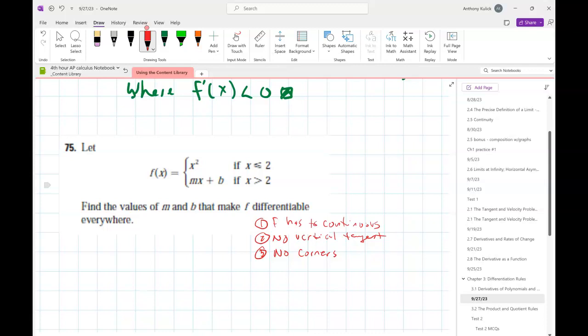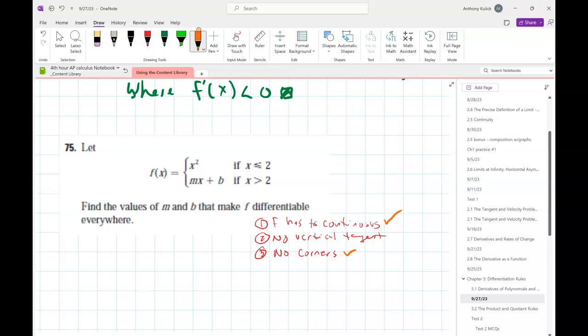Okay. So if we look at this problem, only two of these three are really relevant for us in this problem. Which two of those three are going to be the ones that we need to worry about in this particular problem? Continuous, absolutely. Corners, absolutely. Good. We can't have a vertical tangent just from having a piecewise function unless one of the pieces has a vertical tangent in it.